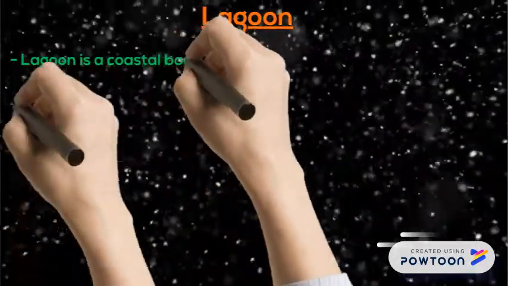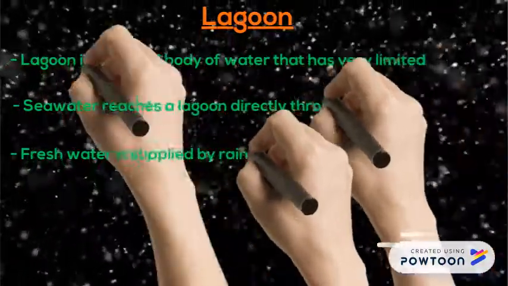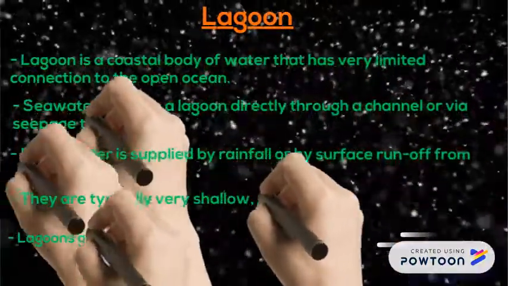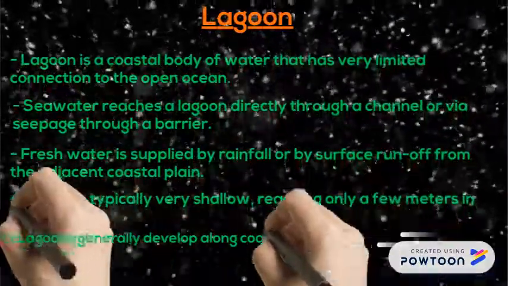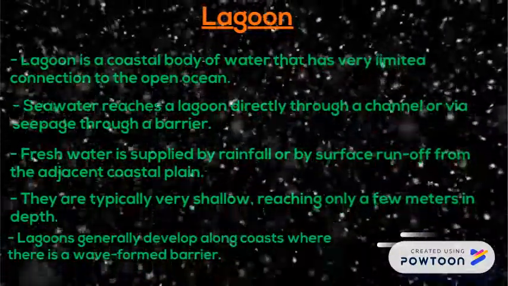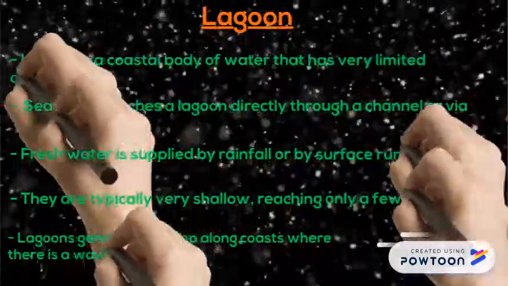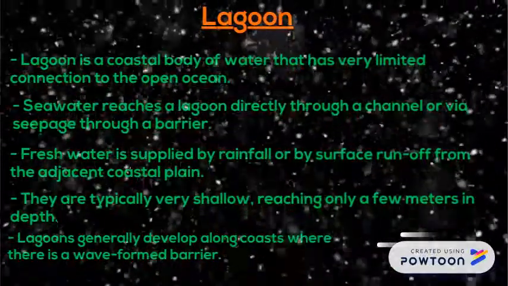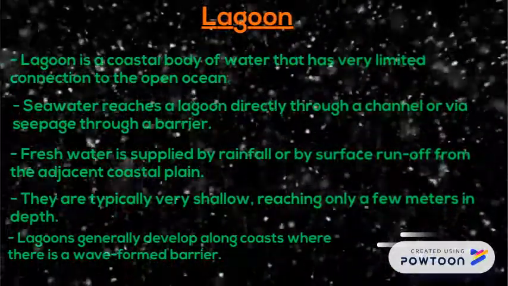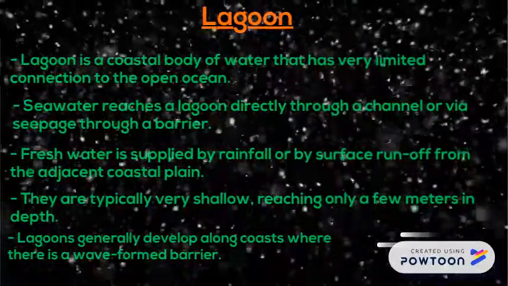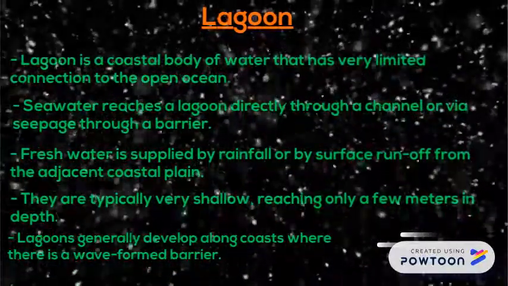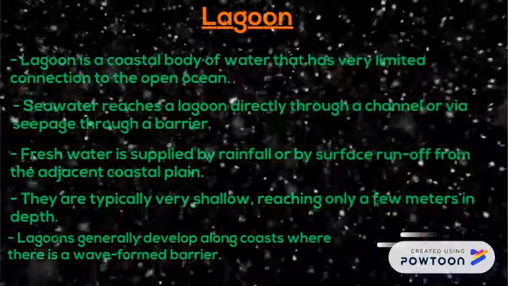So now let's go to the lagoon. A lagoon is a coastal body of water that has a very limited connection to the open ocean. Seawater reaches a lagoon directly through a channel or via seepage through a barrier. Fresh water is supplied by rainfall or by surface runoff from the adjacent coastal plain. They are typically very shallow, reaching only a few meters in depth. Lagoons generally develop along coasts where there is a wave form.